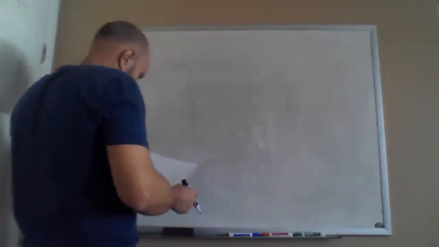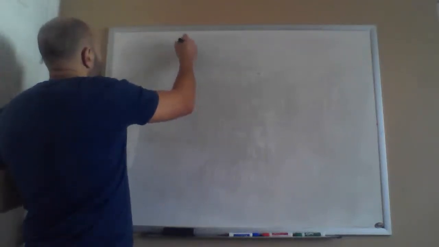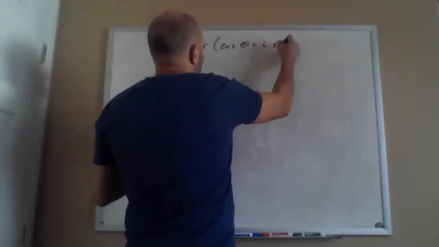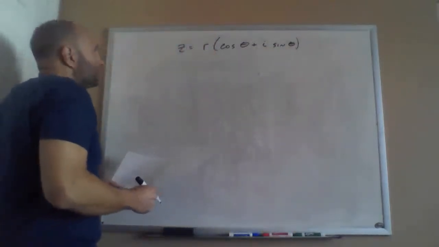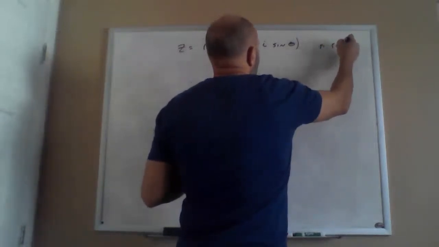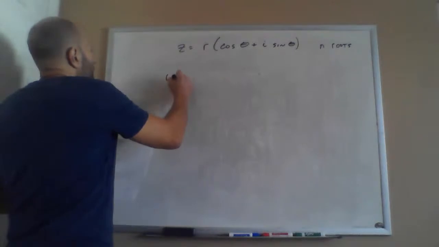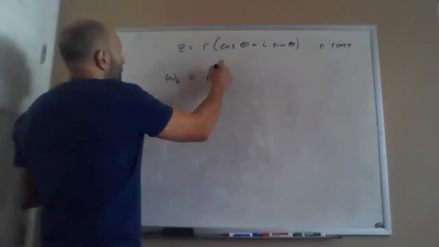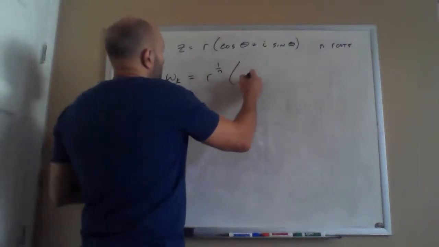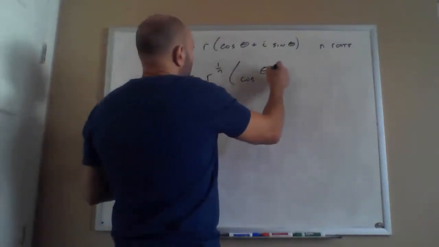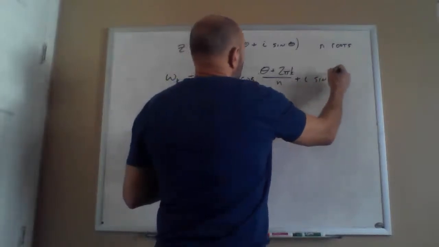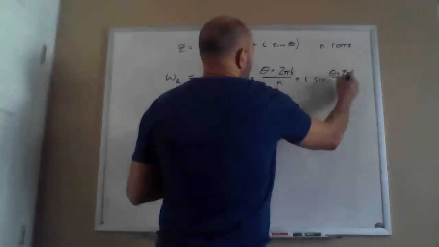So first, let me write the notes up about the roots. So if we have some polar number, r cosine theta plus I sine of theta. And if it has n roots, then we get the following formula. We use this W, which is omega. So omega k is now r to the 1 over n power times cosine of theta plus 2 pi k over n plus I sine of theta plus 2 pi k over n.